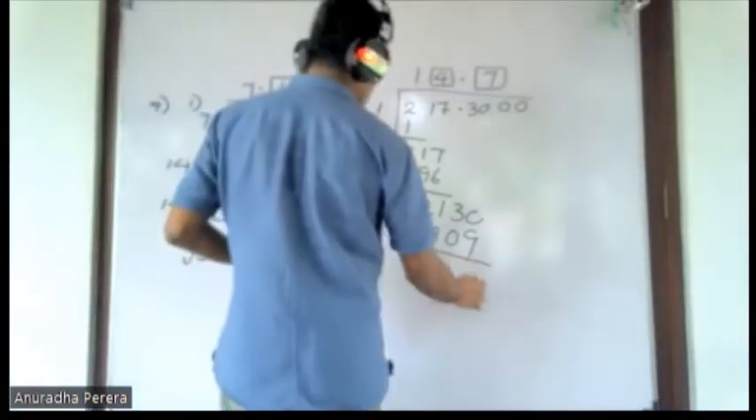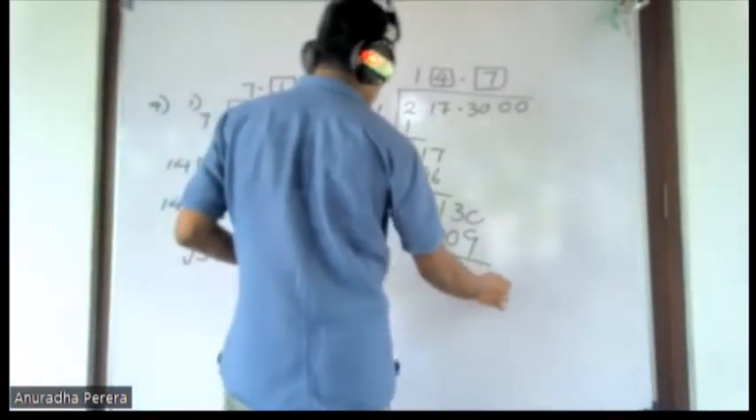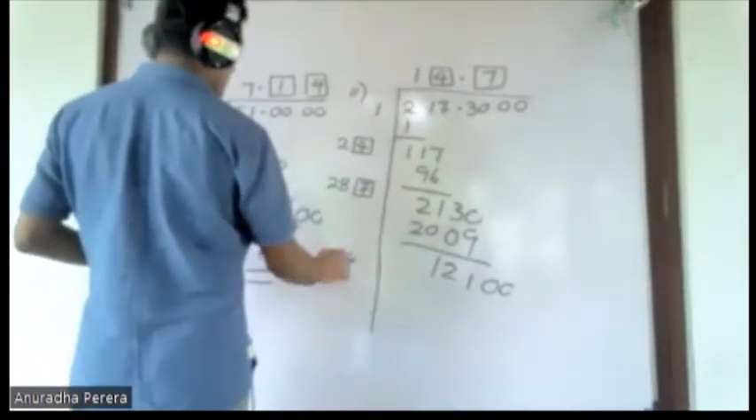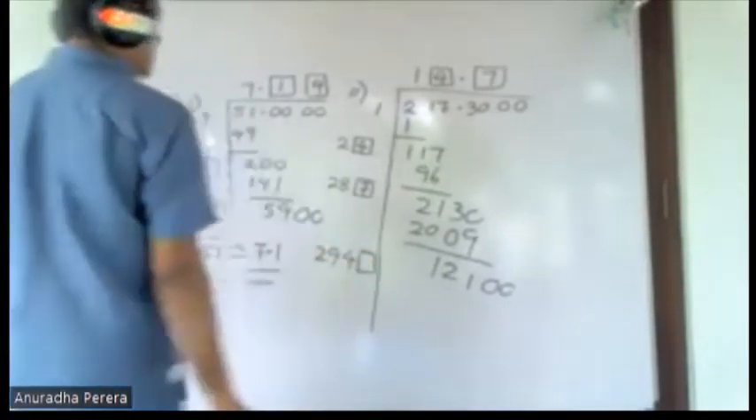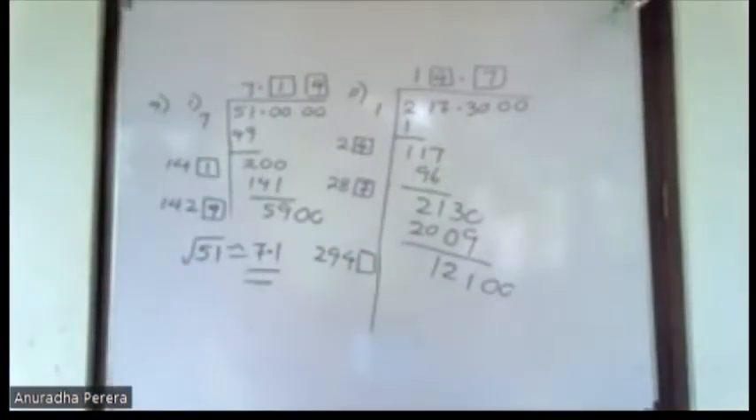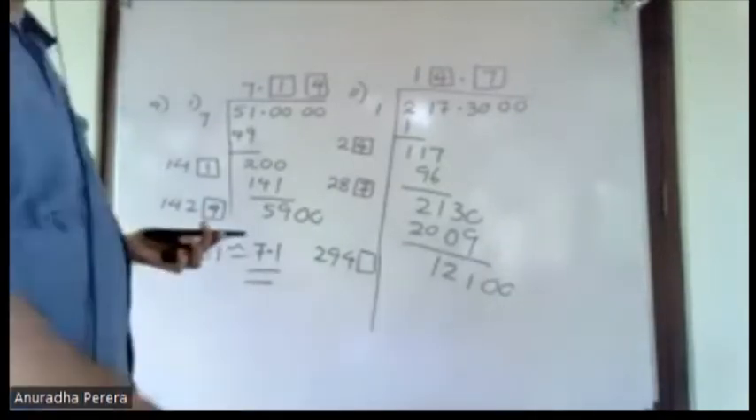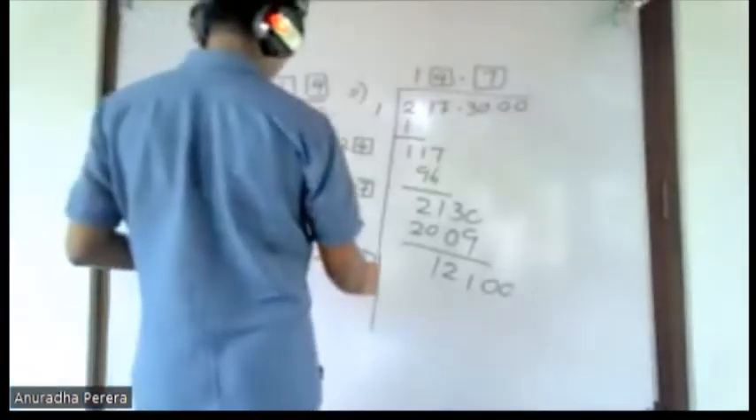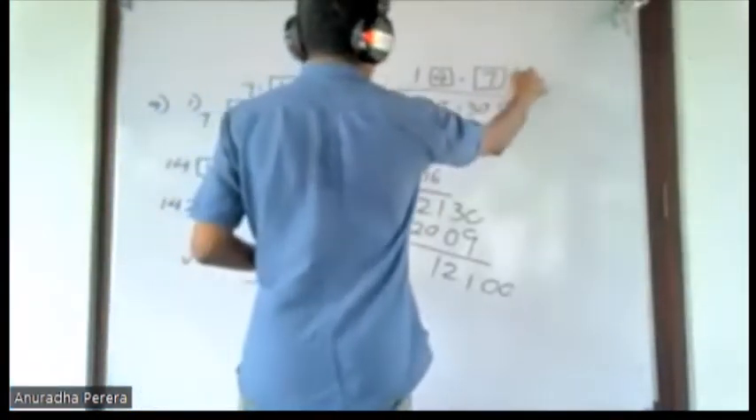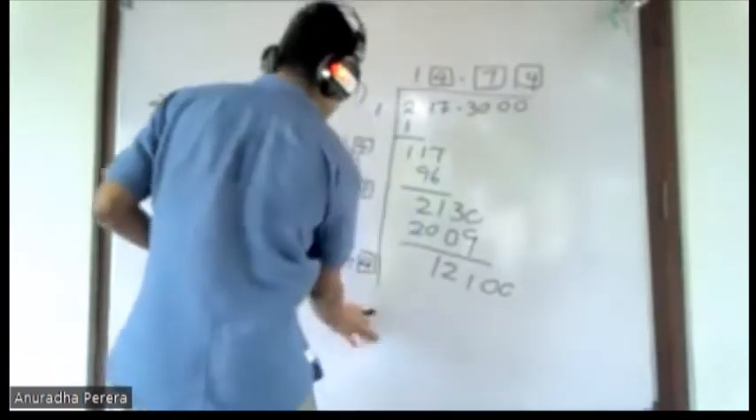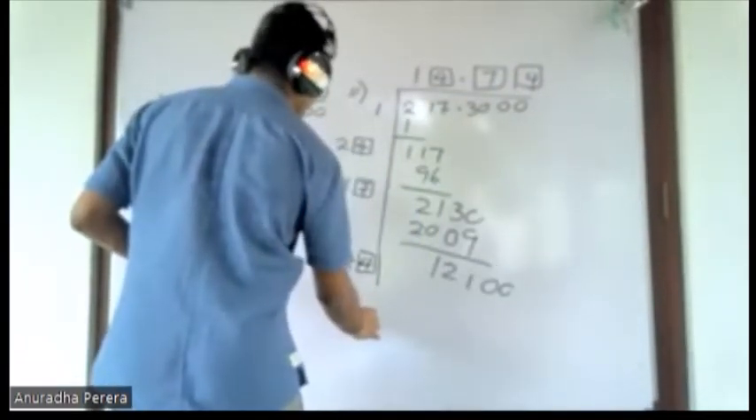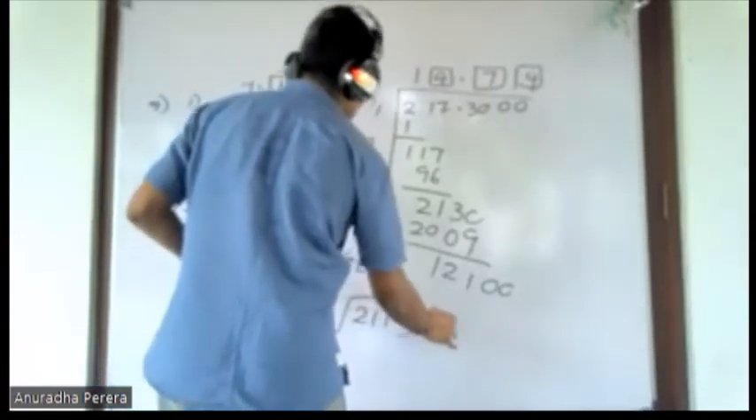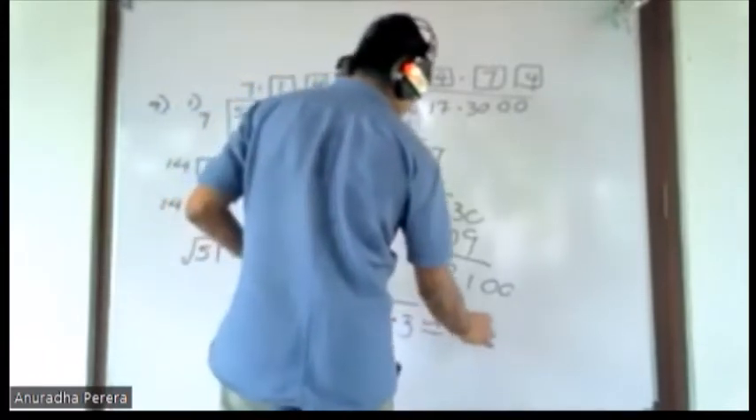Subtract, 1, 2, 1. Next pair. Twice of this one, 294. Yes. The value is 4. To the first decimal place, your answer is 14.7.